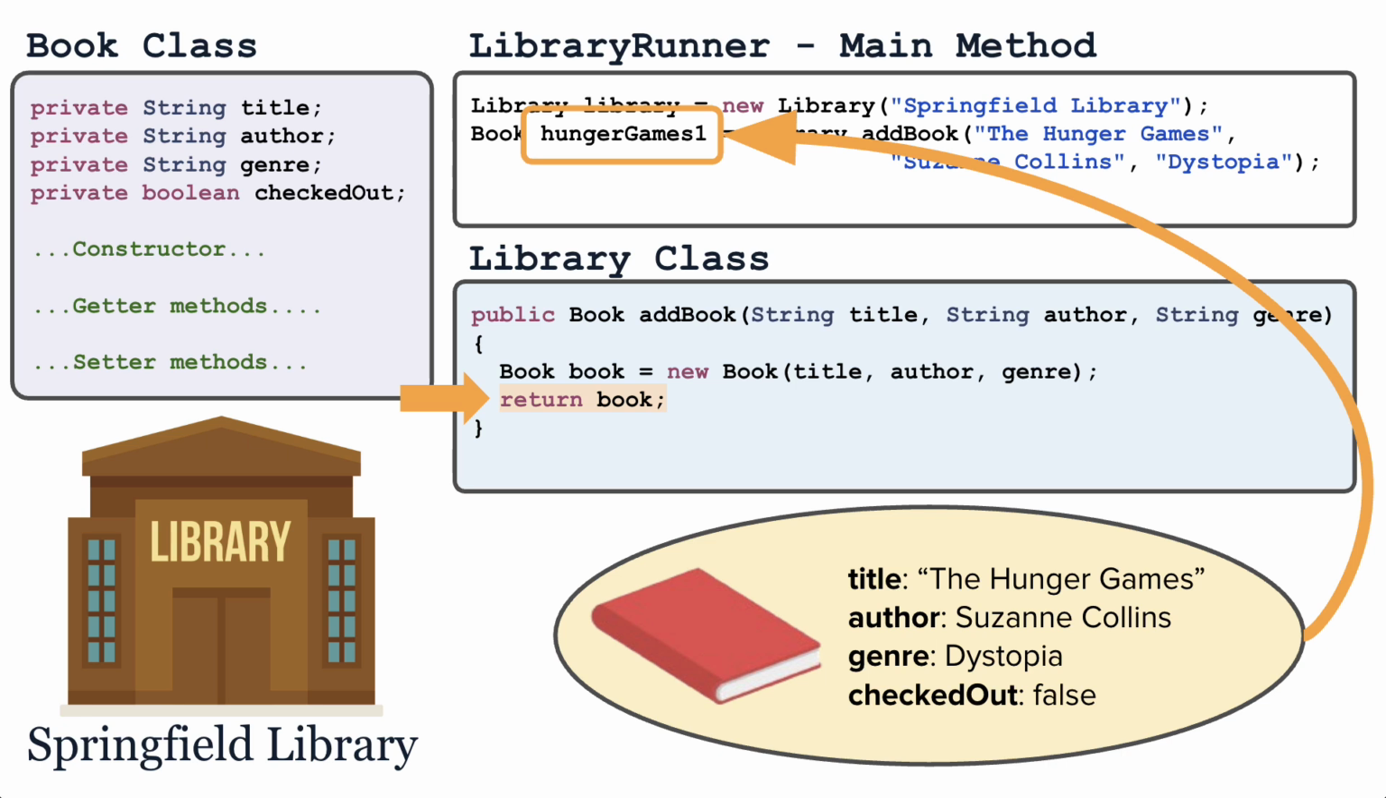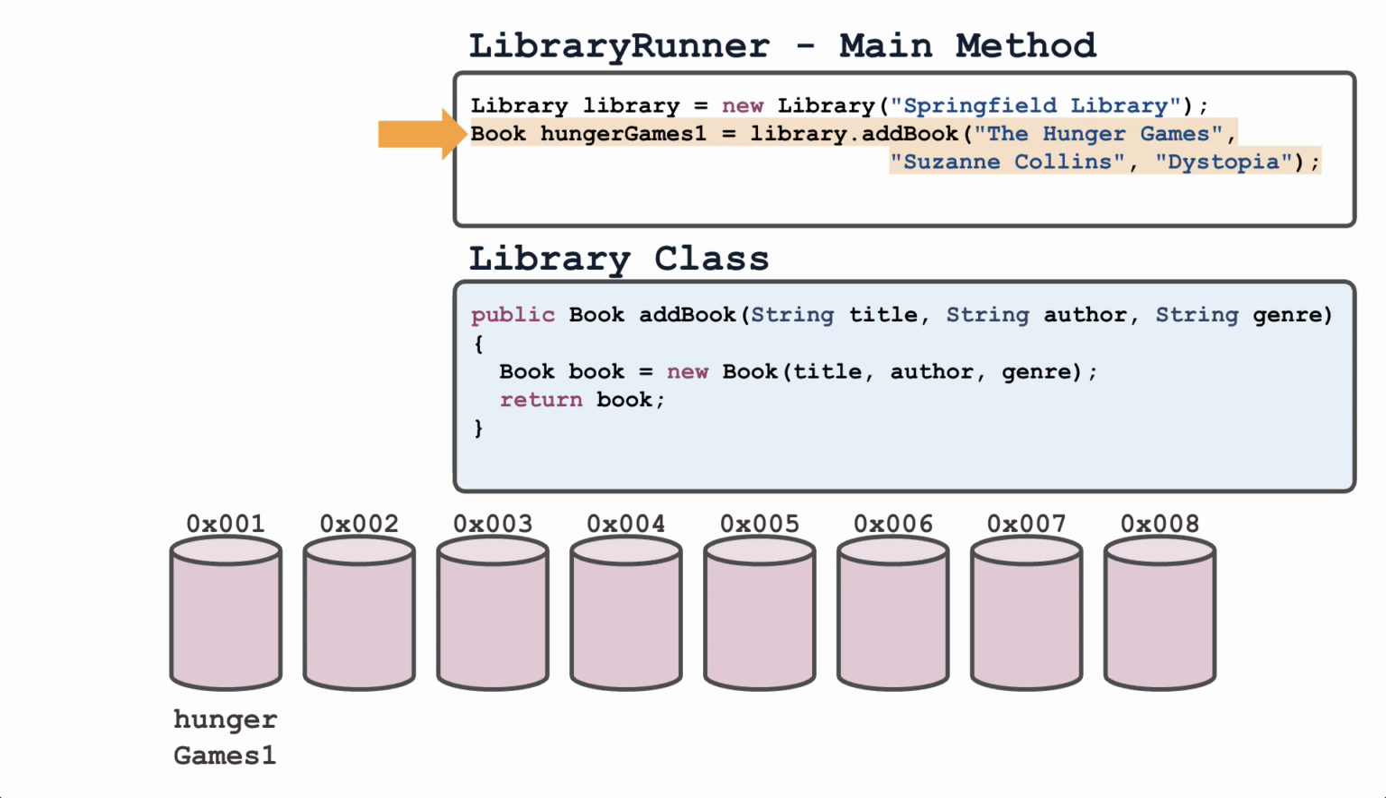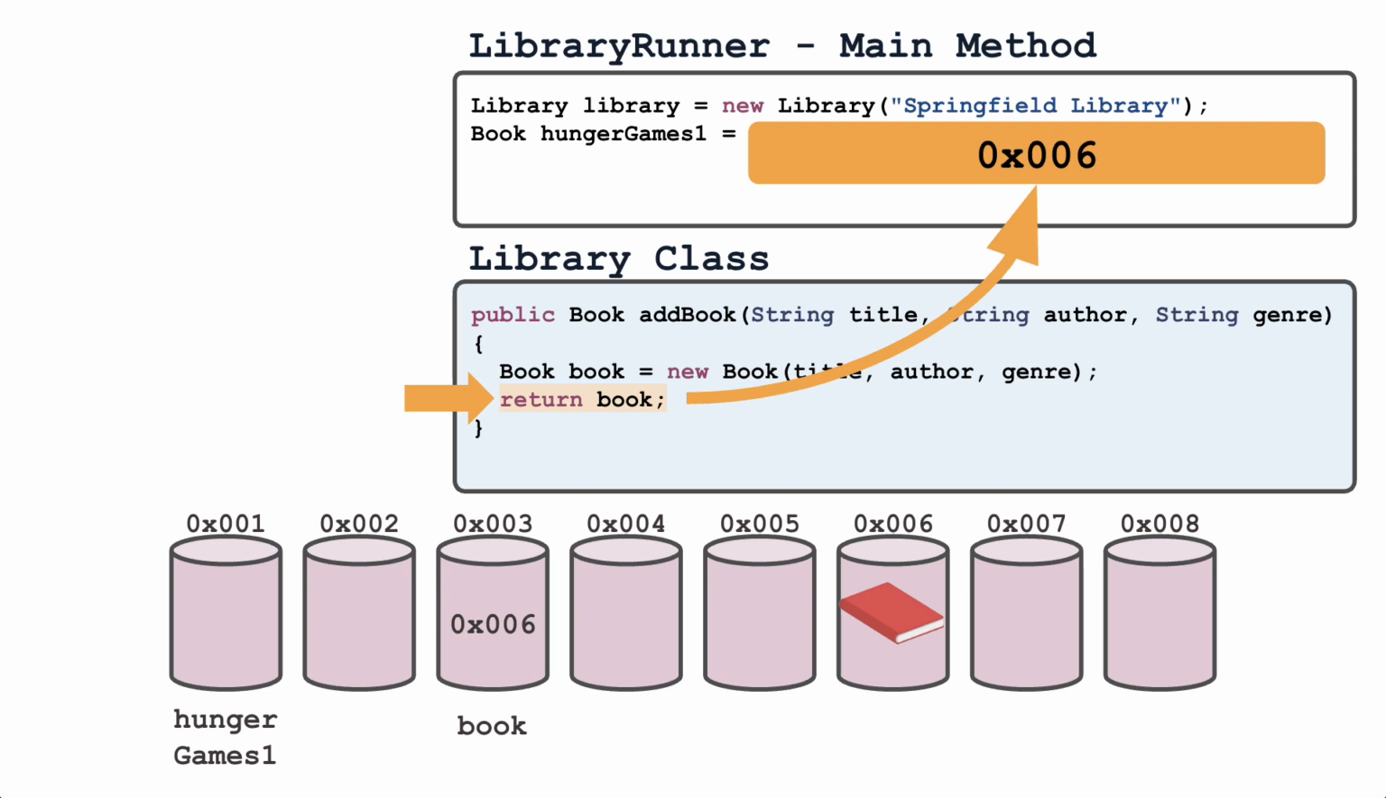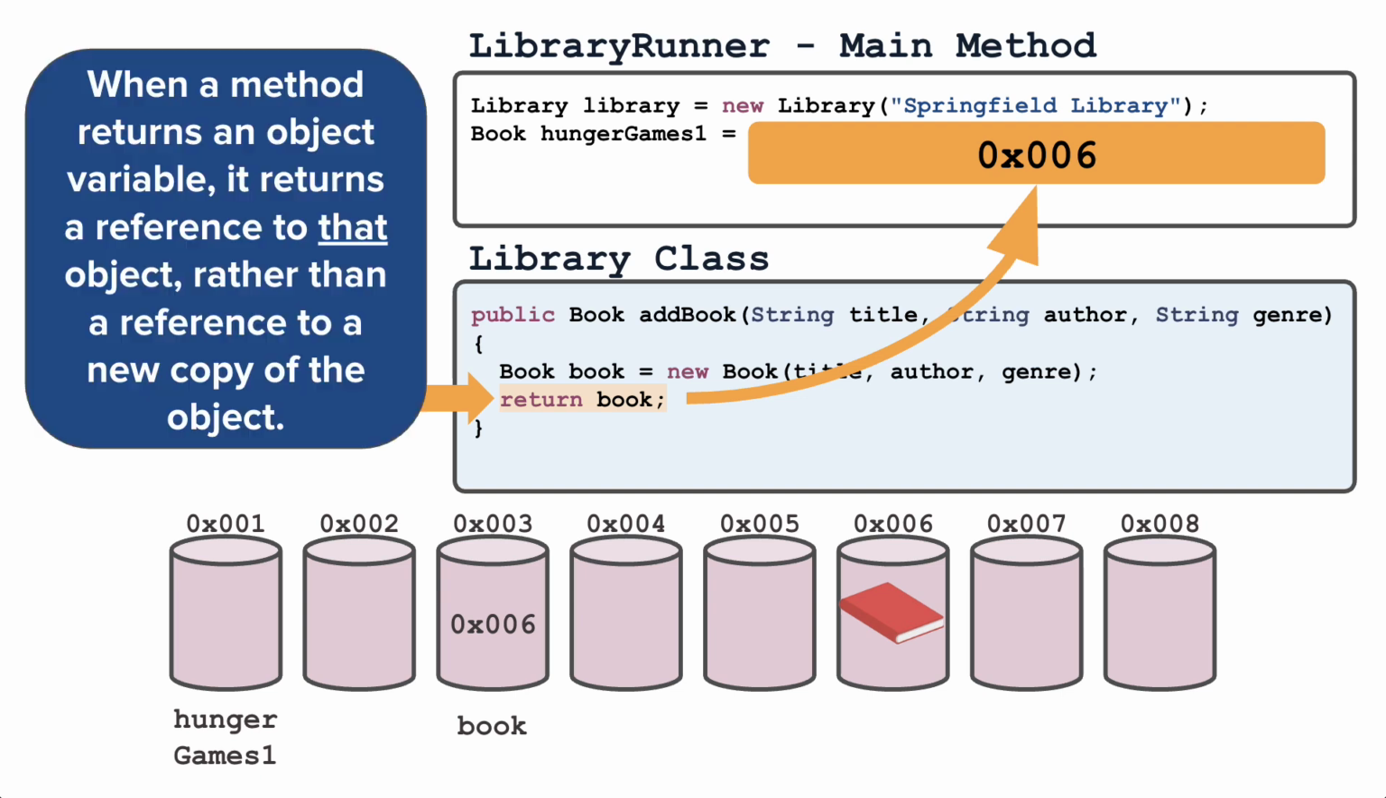Let's look behind the scenes and see how Java is handling returning an object in memory. This line creates a variable named Hunger Games 1. Then the addBook method creates a variable named book and creates a new book object. It then stores a reference to this book object in the book variable. Finally, the value of the book variable is returned to the main method where the addBook method was called. An important point to highlight here: when a method returns an object variable, it returns a reference to that object rather than a reference to a new copy of the object. So now the Hunger Games 1 variable stores the reference to the same book object at 0x006.